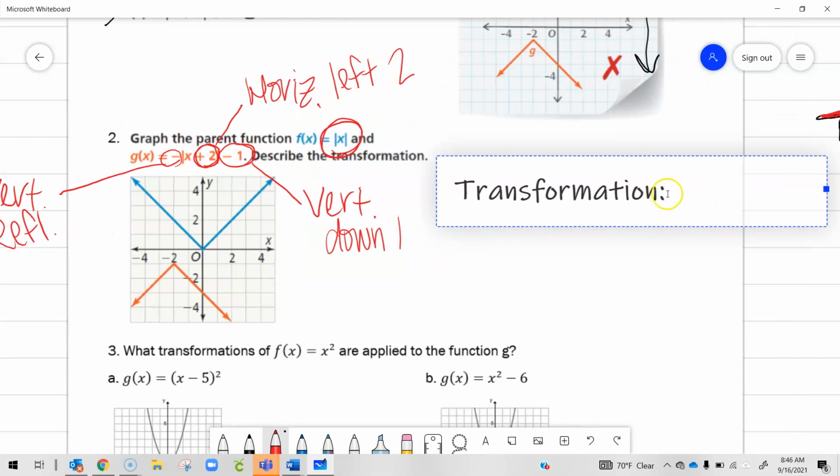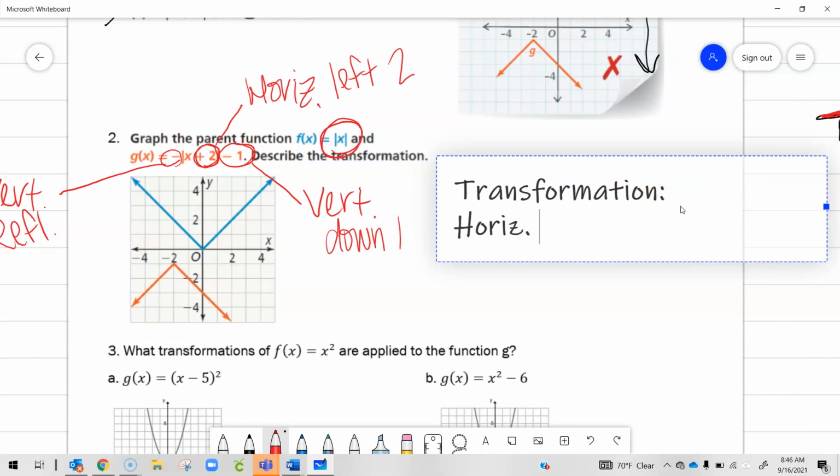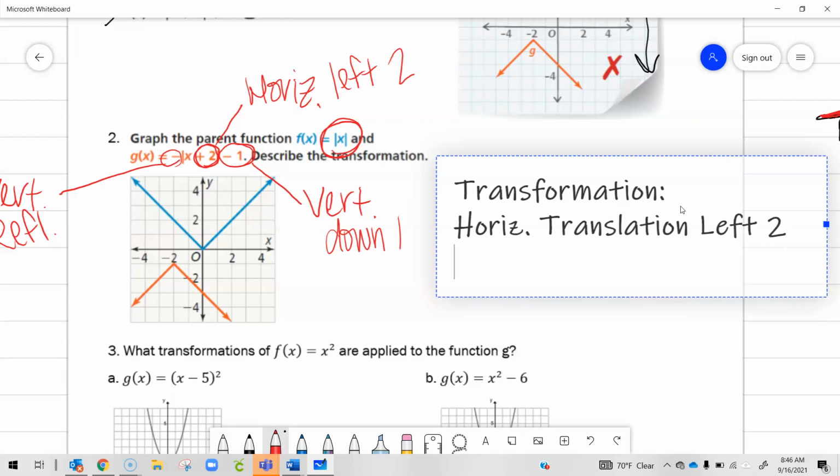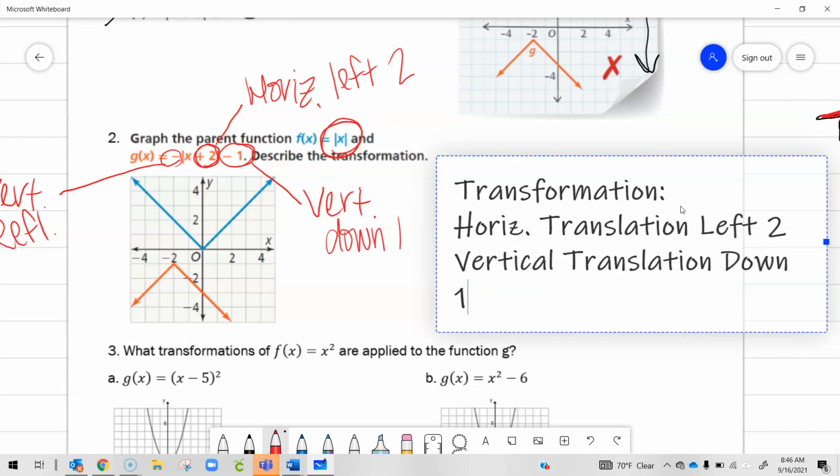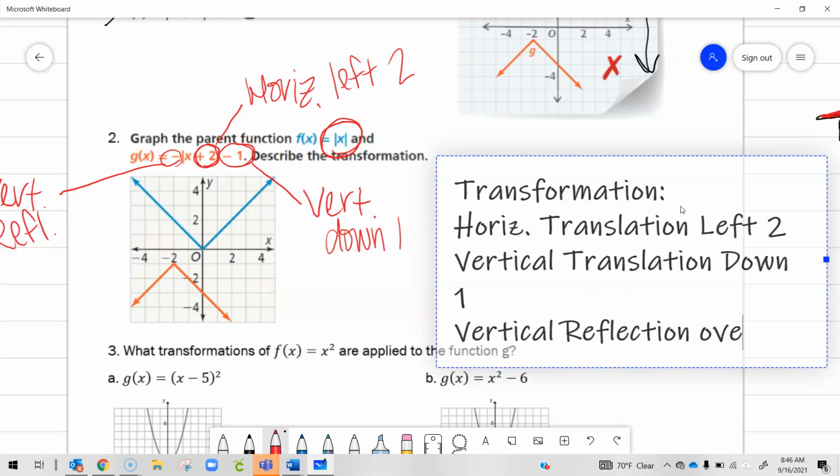So if you wanted to be formalized with how you label this, you would say a horizontal translation, left 2, a vertical translation, down 1, and then a vertical reflection over the x-axis.